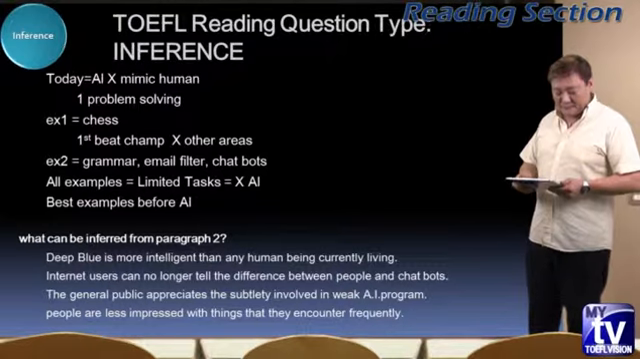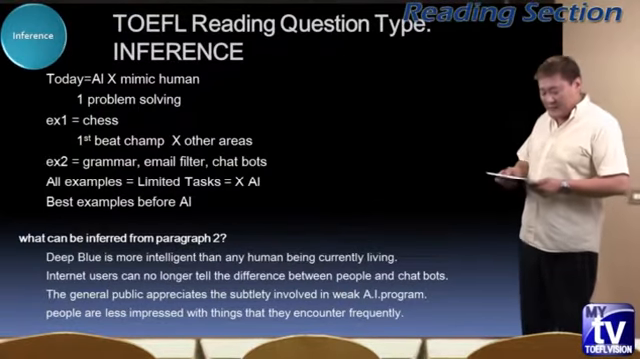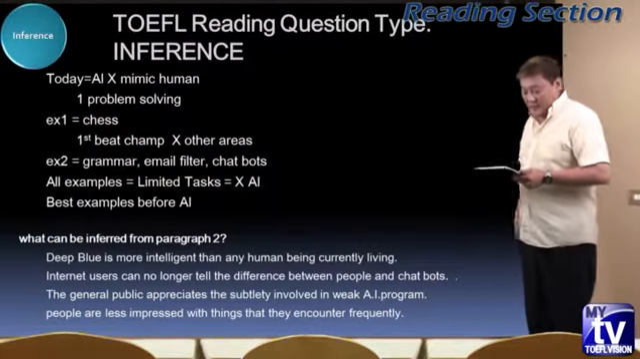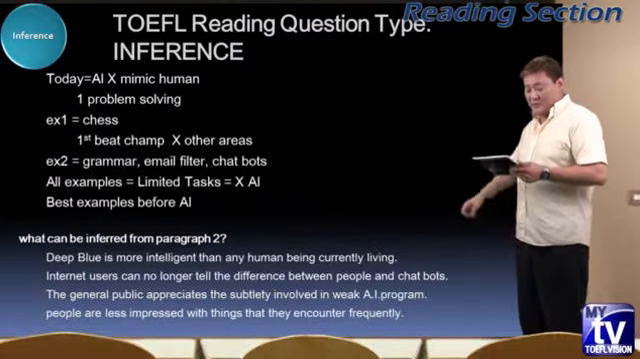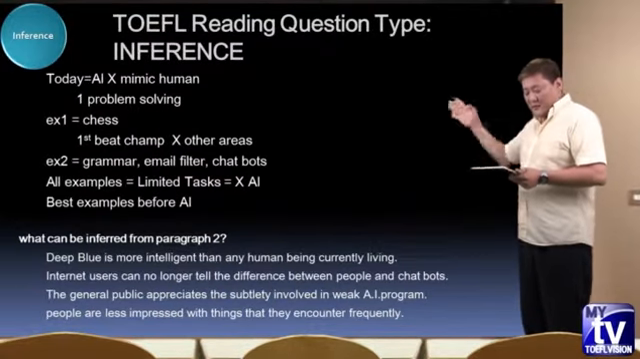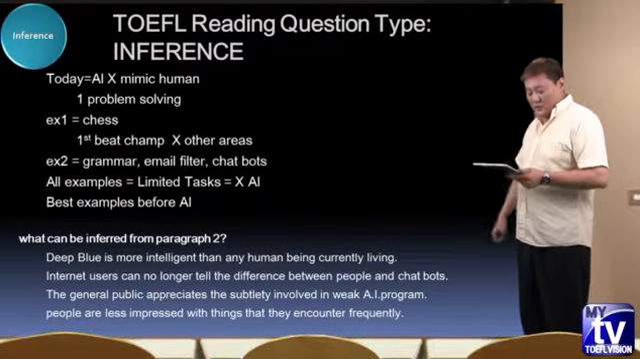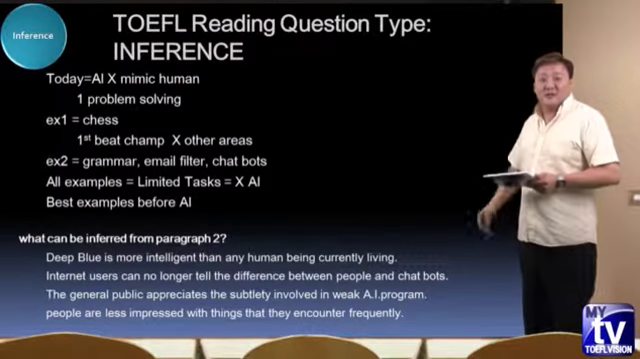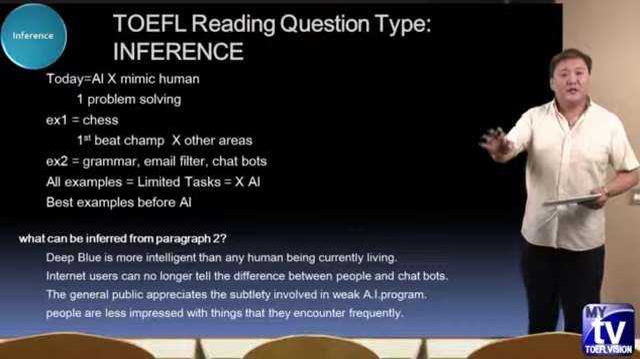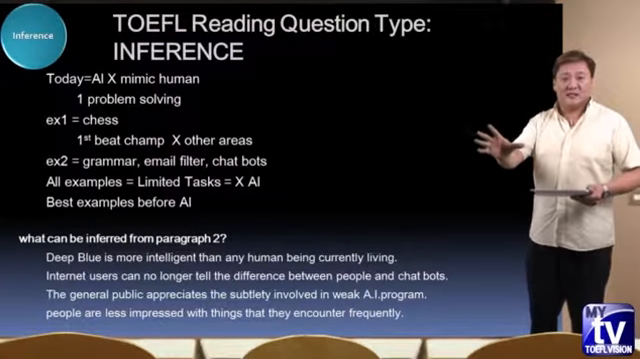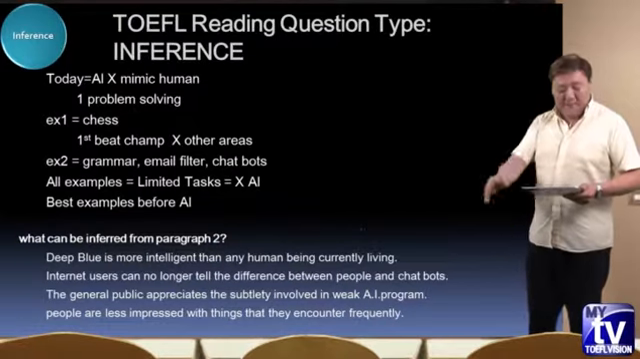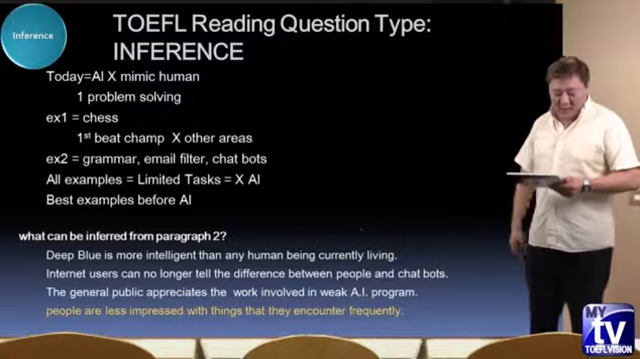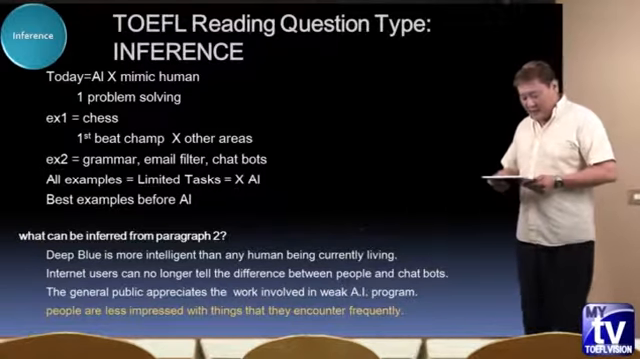And let's look at the last one. People are less impressed with things that they already encounter frequently. Now, take a look at the notes again, everyone. The examples: chess, computer chip, grammar, filter, limited task, doesn't mimic humans. It's not very impressive, right? That's the conclusion that the whole paragraph is relaying to you. It's saying, listen, this information is not impressive. So the answer is: people are less impressed with things that they encounter frequently.